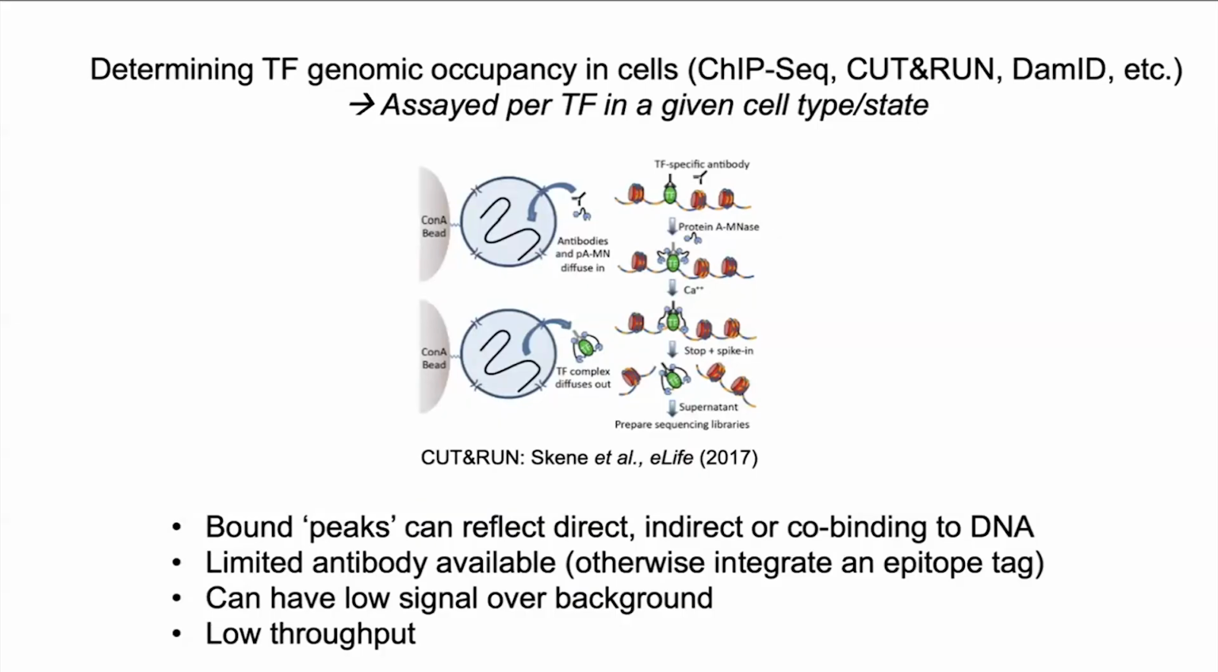TF genomic occupancy profiles in a chosen cell type or state can be determined by ChIP-seq, CUT&RUN, and other technologies. However, the identified bound peaks can reflect direct or indirect binding to DNA. There's limited availability of suitable TF-specific antibodies. There can be low signal over background, and the assays themselves are low throughput. Furthermore, the mechanisms of TF-DNA binding can be difficult to elucidate from the resulting occupancy data alone.